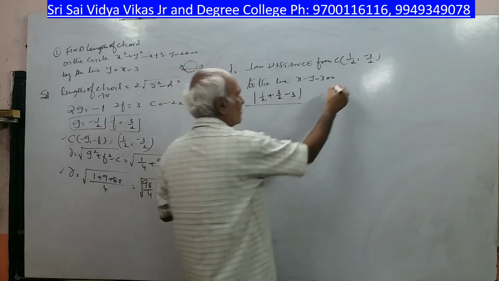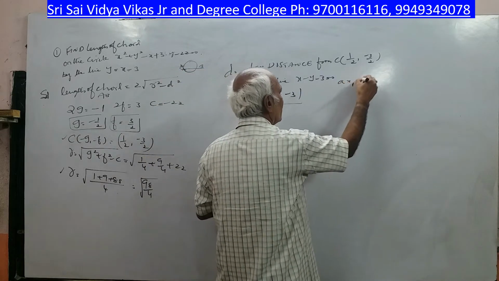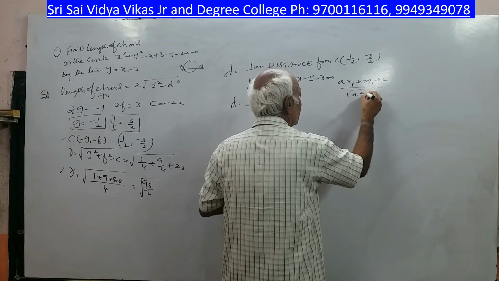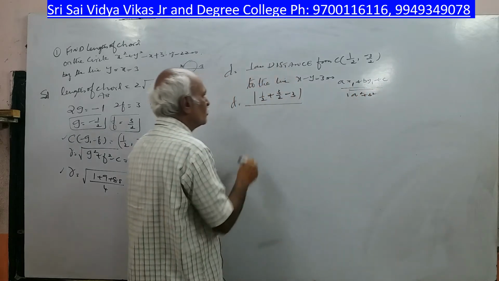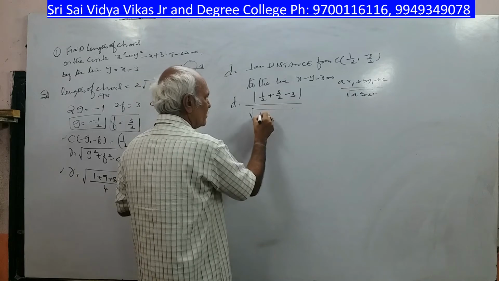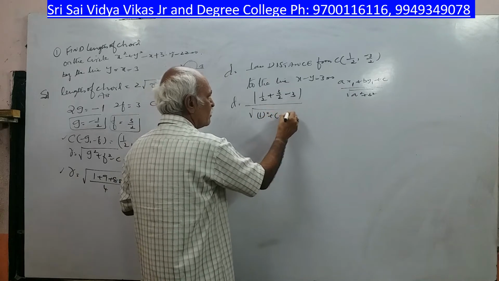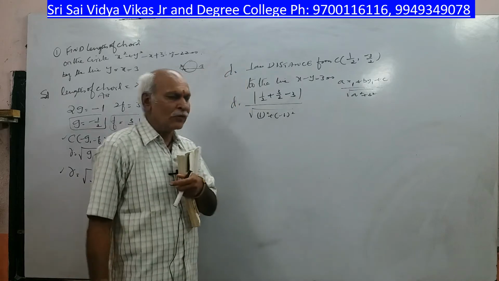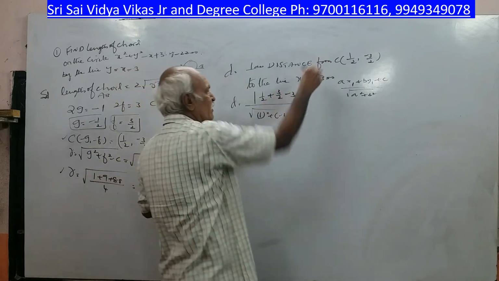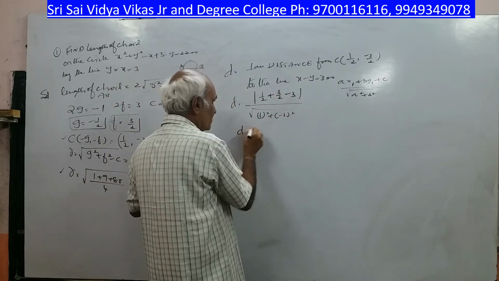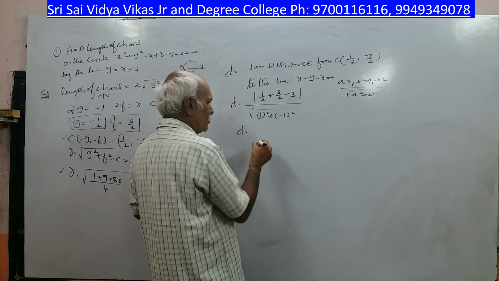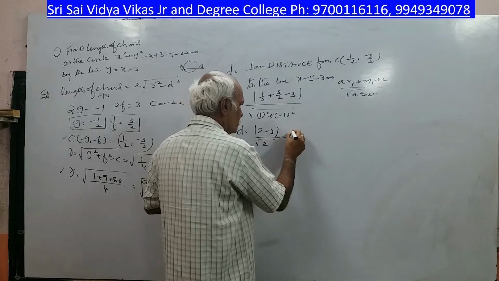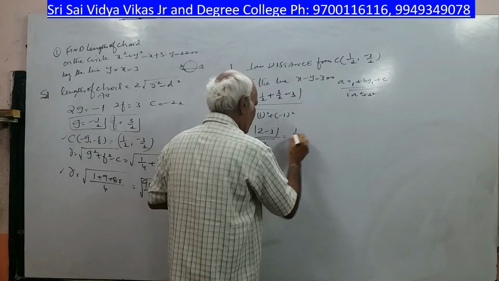You know the formula: modulus of a x1 plus b y1 plus c by root of a square plus b square. Here a is the x coefficient, b is the y coefficient, and x1, y1 are replaced by this. So d is equal to 1 by 2 plus 3 by 2, which is 4 by 2, which is 2. 2 minus 3 by root of 2. So modulus is there, 1 by root 2.